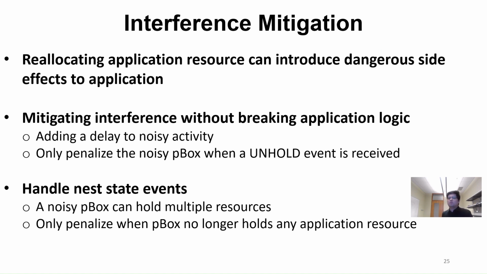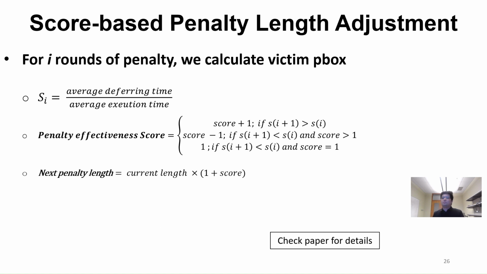It introduces a delay to the noisy activity. Before applying this delay, pBox waits until all the resources held by the pBox are released to prevent exacerbating the interference. The duration of the penalty in pBox is critical, as it affects its effectiveness. We designed two adaptive penalty length policies. The score-based policy assesses the pBox impact by comparing whether the previous penalty improved the performance or not, and adjusts the length of the next penalty. We also have another policy detailed in the paper.